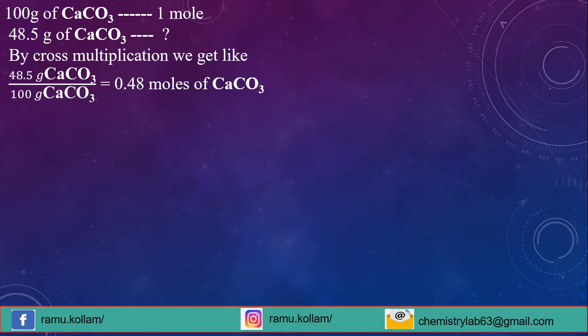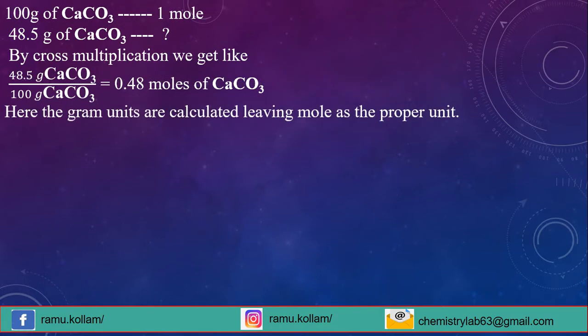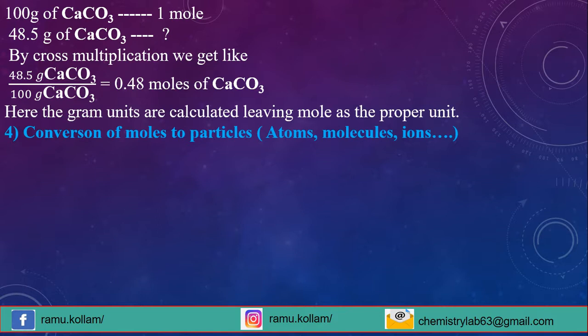Like this, we can calculate very easily from grams to moles. So here the gram units are cancelled, leaving the mole as the proper unit. Next one, conversion of moles to particles. How to convert moles to particles of a given compound? Particles means atoms, molecules, ions.